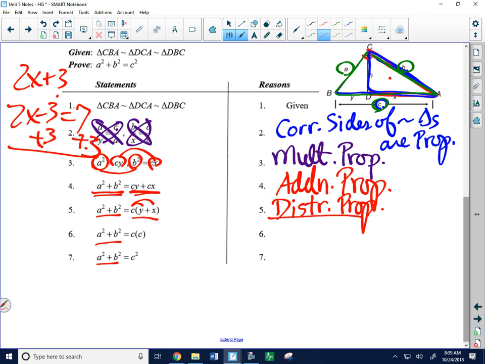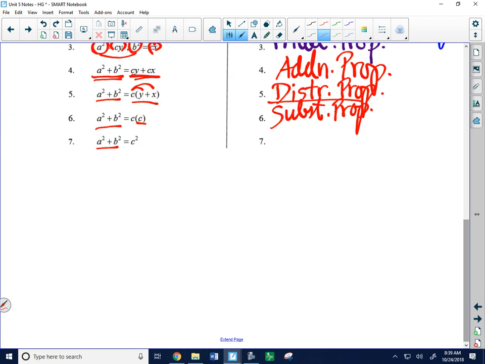So then here's the cool part. Y and x are right there. Well, y plus x is actually c. Y plus x is that whole segment, which is c. So we replace y plus x with c. Substitution. That's just what we knew it was. And finally, c times c is c squared. And again, that's simplifying. So it's substitution. A nice little proof for the Pythagorean theorem.